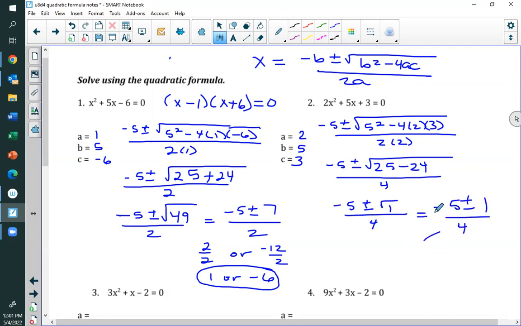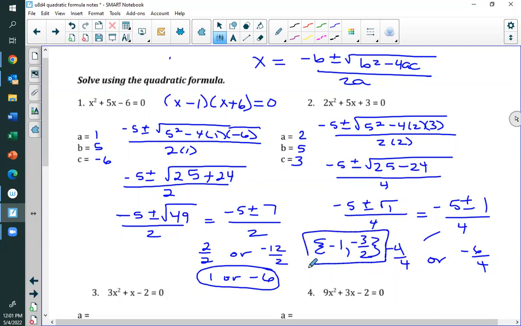So I have -5 plus 1 over 4, which is -4 over 4, or -5 minus 1, which is -6 over 4. Okay, here you would not have been able to get integer factors because your answers are -1 or -3 halves. So you wouldn't have been able to factor that one.